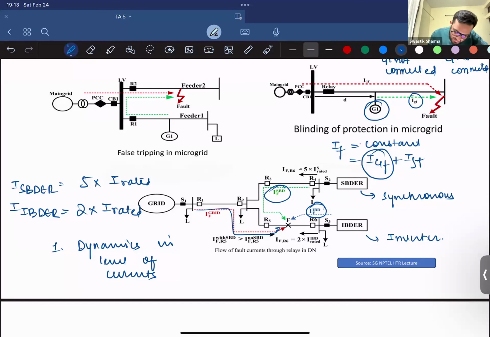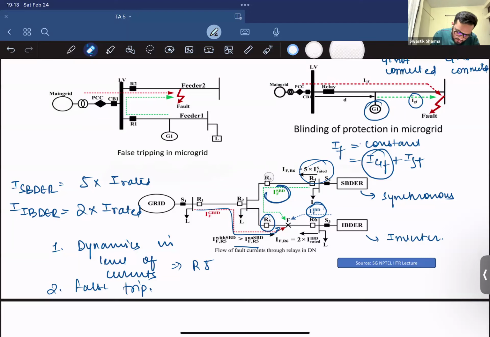Okay. So let's say SBDR is connected to the system, right? So this is the amount of current that is being sent to the fault. So with SBDR and without SBDR, the fault current is different. So this R5 won't be able to judge the dynamics of the fault current level, right? So R5 is at a bad position. So which one will false trip? Because SBDR supplies 5 times the rated current, R3 and R4 will cause false tripping.